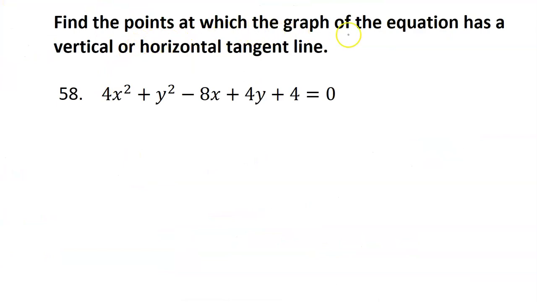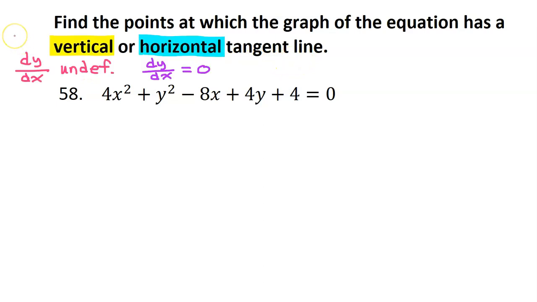Find the points at which the graph of the equation has a vertical or horizontal tangent line. Our strategy will be to find the derivative. Then we will determine the points at which the derivative is undefined. At these points, we have a vertical tangent line. Then we can find the points at which the derivative is equal to 0, and these will be the points where you have a horizontal tangent line.